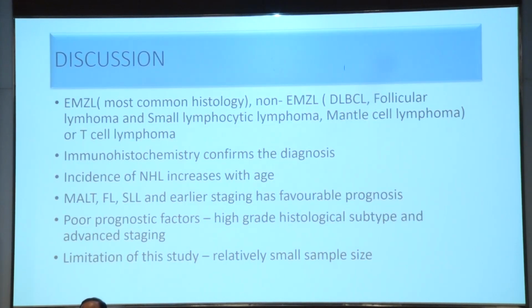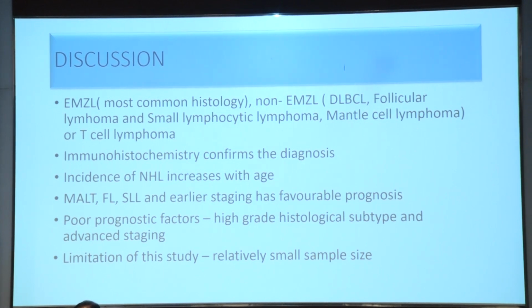So the most common histology was extranodal marginal zone lymphoma, then non-EMZL, that means diffuse large B-cell lymphoma, follicular lymphoma, small lymphocytic lymphoma, mantle cell lymphoma, or it can be T-cell lymphoma. Immunohistochemistry confirms the diagnosis. Incidence of NHL increases with age. Now MALT, or mucosal associated lymphoid tissue, follicular lymphoma, small lymphocytic lymphoma, and earlier staging had a favorable prognosis. Poor prognostic factors included high-grade histological subtypes and advanced staging.